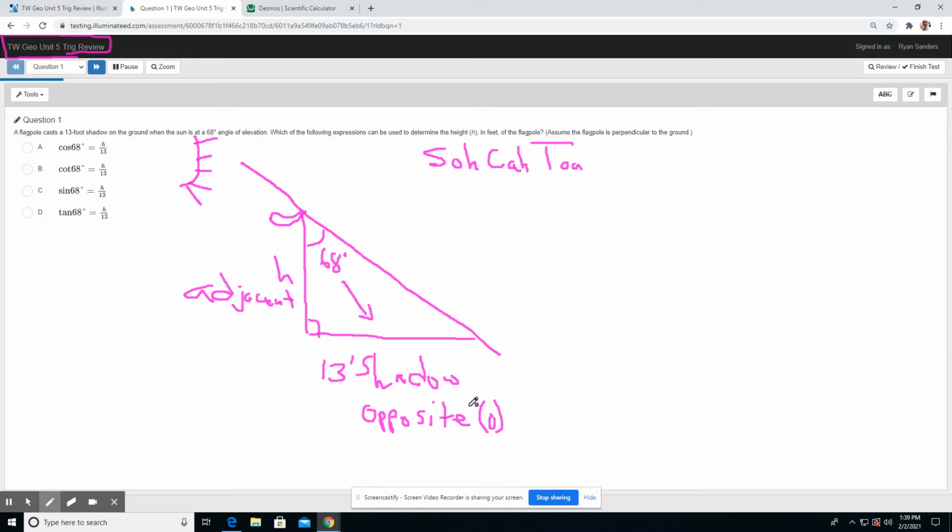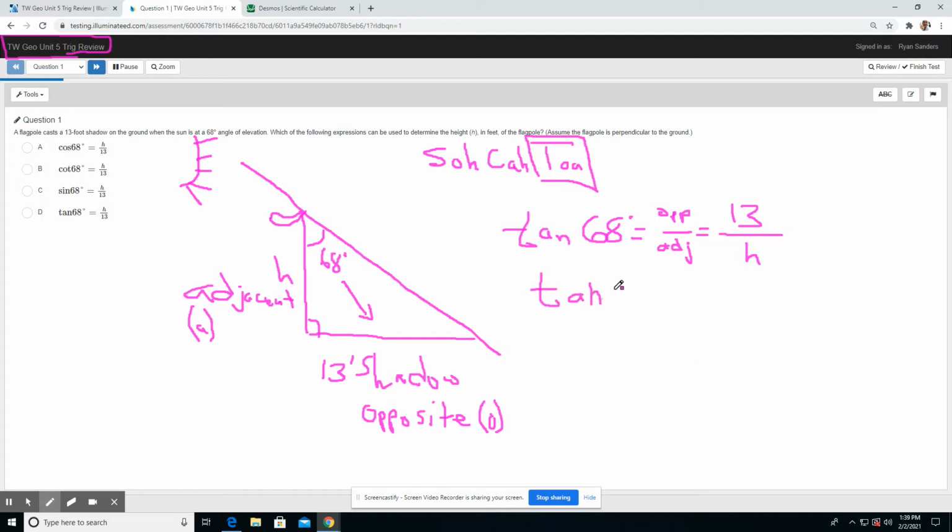Which of these has adjacent and opposite in it? That's an O. That's an A. You're looking for an A and an O. That's your tangent right here. So tangent of our 68 degrees is equal to opposite over adjacent. And the opposite side is 13. The adjacent side is our height, h. So tangent of 68 degrees is equal to 13 over h.